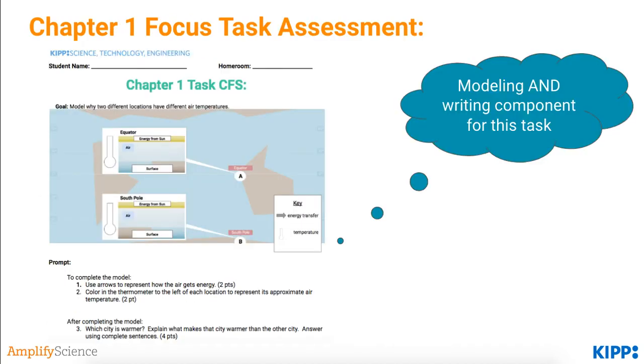The Chapter 1 focus task. Students are given 2 locations, A and B, one at the equator and one at the South Pole. They're asked to model how the transfer of energy from the sun to the surface and then the air might be different, and to approximate the temperature in those locations. Pause here and give it a try using the directions you see down in the bottom left.